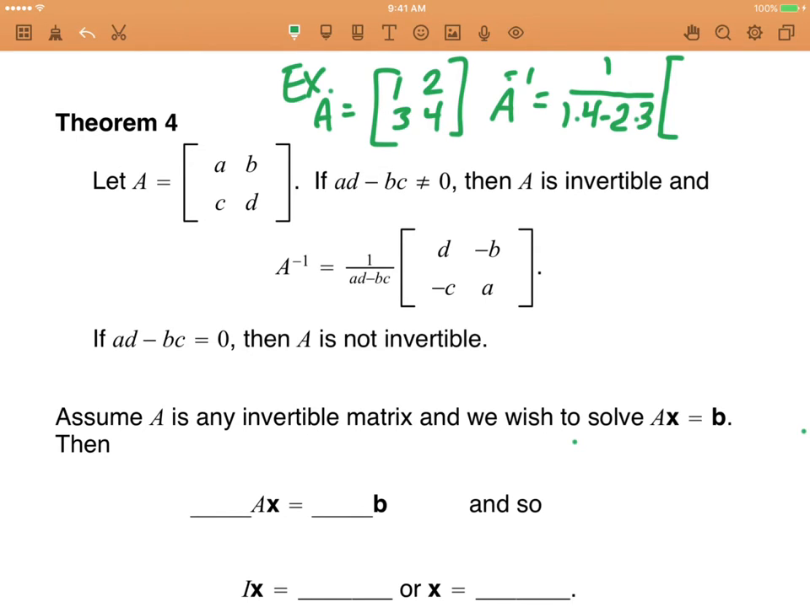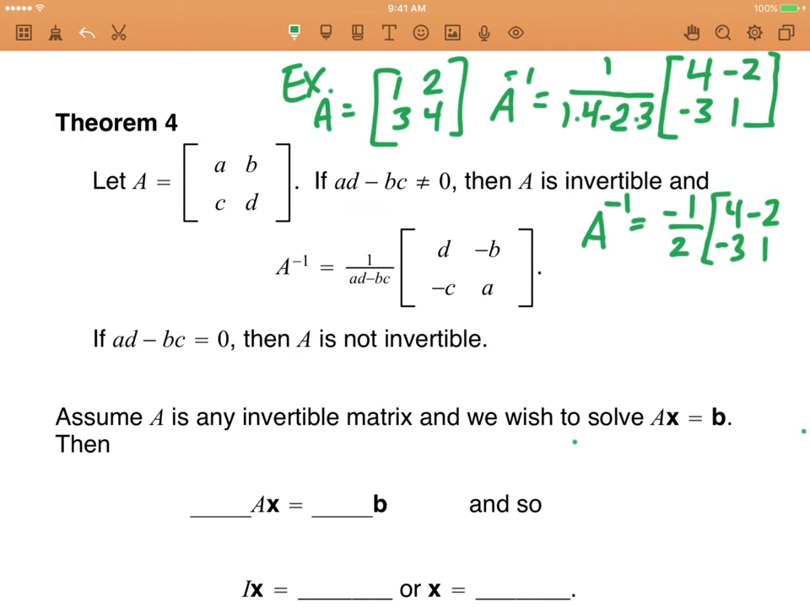And then in the matrix itself, we swap the items on the main diagonal, so they become 4 and 1. And we take the opposites of the other two numbers, -2 and -3. So in this example, sort of fitting this around, there wasn't any other space on here to do this. So 1 times 4 is 4, minus 2 times 3 is 6, so 4 minus 6 is -2. So there's a -1/2 in front, and then our matrix is 4, -2, -3, 1.